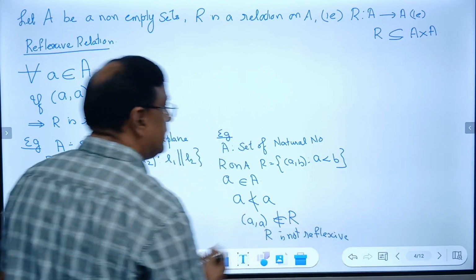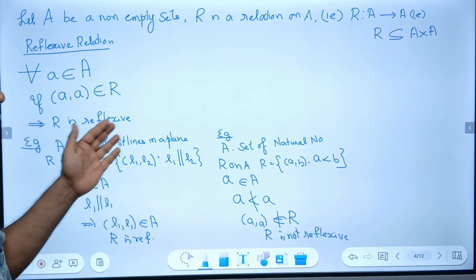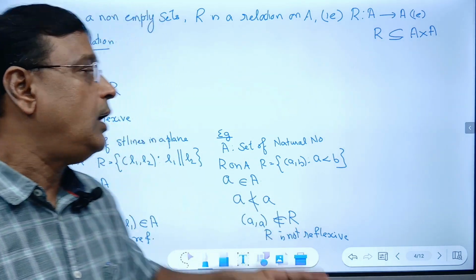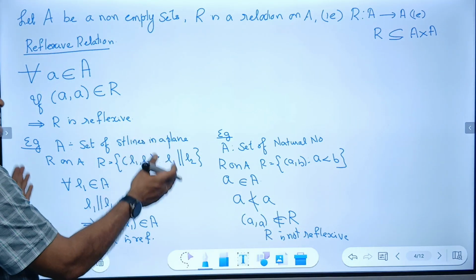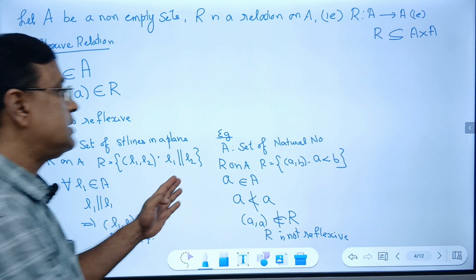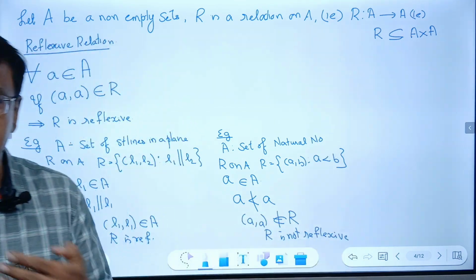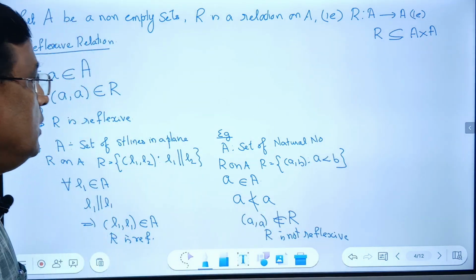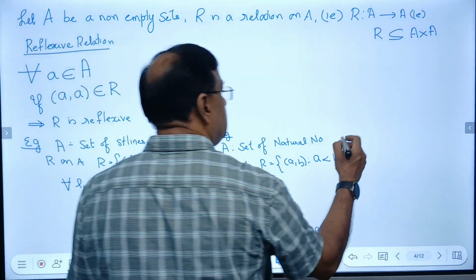I hope this example makes you understand what a reflexive relation is, and you also understand an example of a reflexive relation and an example of a relation which is not reflexive. Okay, maybe I'll take one more example.